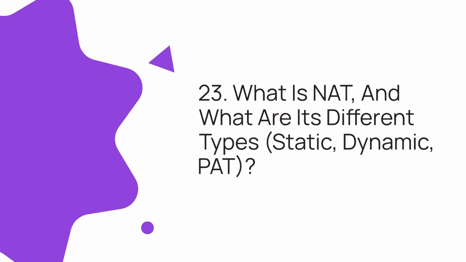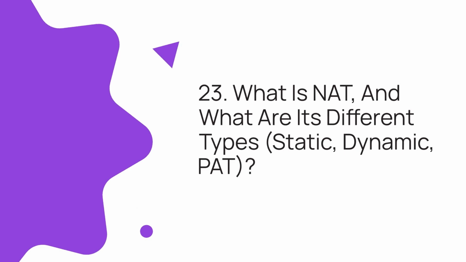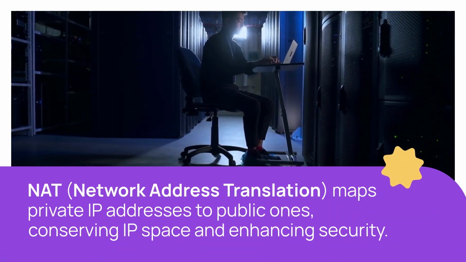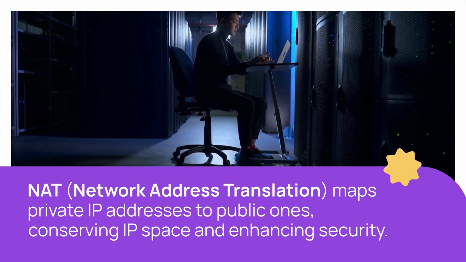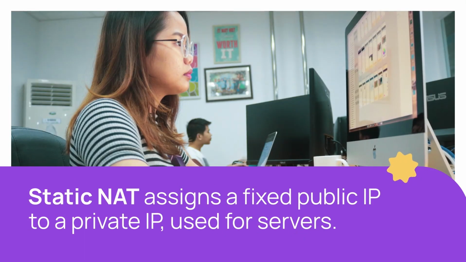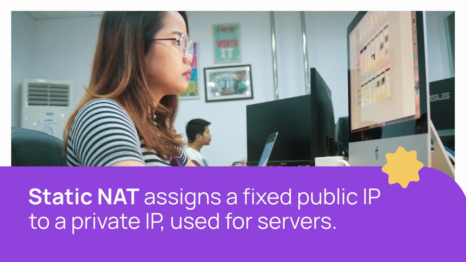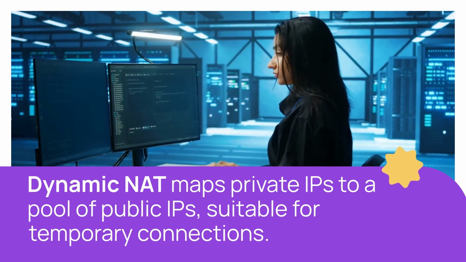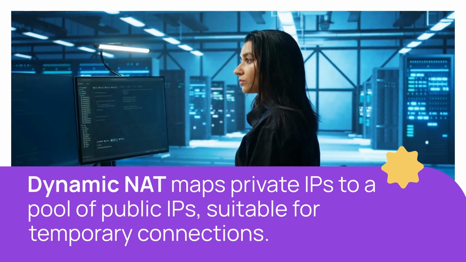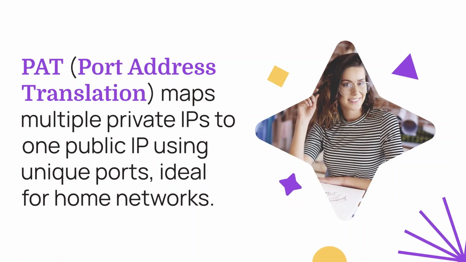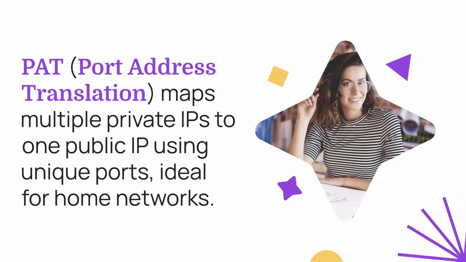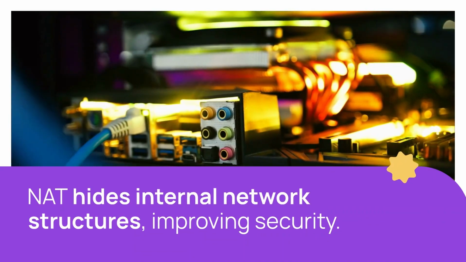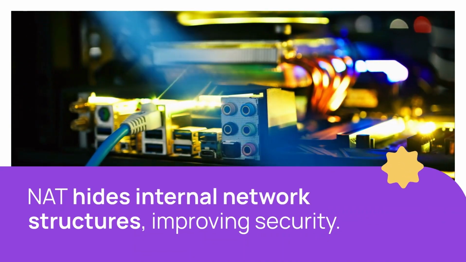23. What is NAT and what are its different types: static, dynamic, PAT? NAT, Network Address Translation, maps private IP addresses to public ones, conserving IP space and enhancing security. Static NAT assigns a fixed public IP to a private IP, used for servers. Dynamic NAT maps private IPs to a pool of public IPs, suitable for temporary connections. PAT, Port Address Translation, maps multiple private IPs to one public IP using unique ports, ideal for home networks. NAT hides internal network structures, improving security.